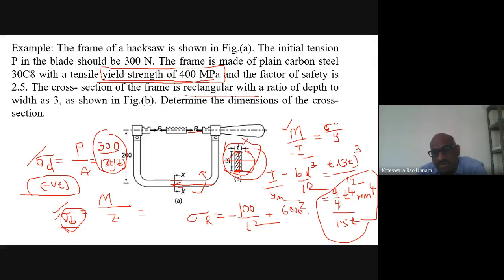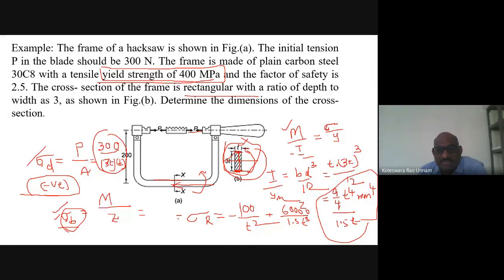We get 200 and 300, 40, 60,000 divided by... if you calculate the Z, what you are going to get here is 9 by 4 means 9 by 6, 9 by 6 means 3 by 2, 3 by 2 means 1.5. So you will get it as 1. I don't know, maybe I am orally calculating all these things. You need to check whether these calculations are correct or not also. So this is the equation I am getting.